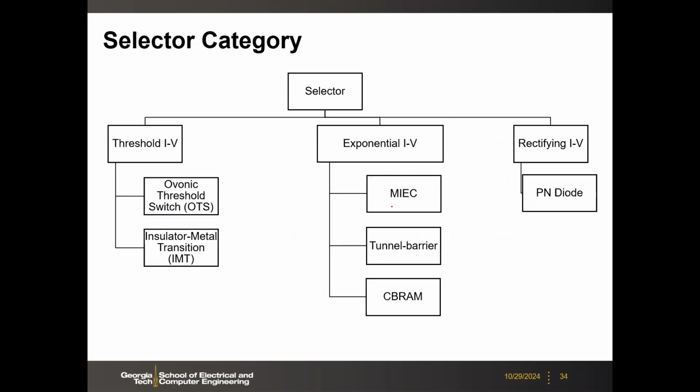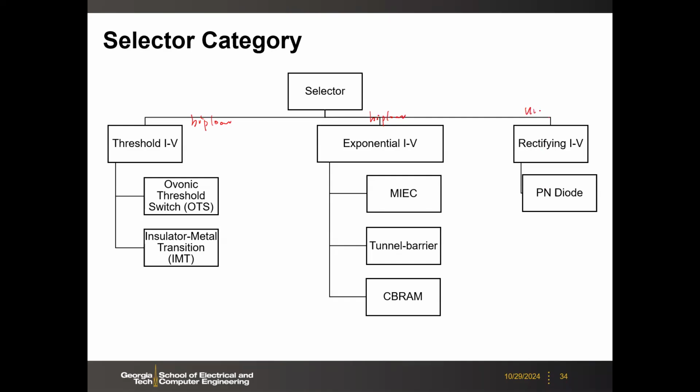But anyway, in the research community, people have spent, even I spent quite a few years working on this selector problem. Identify the design margin, different physical mechanisms to have either threshold IV or exponential IV. And one more thing I didn't mention too much, the rectifying IV, which is like a PN junction. Silicon diode will work, but this is unidirectional. So those two are bipolar, which will be useful for R1.